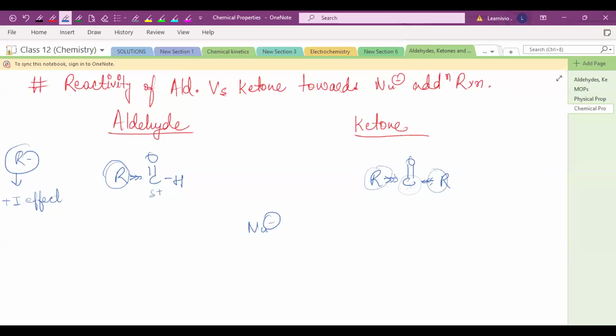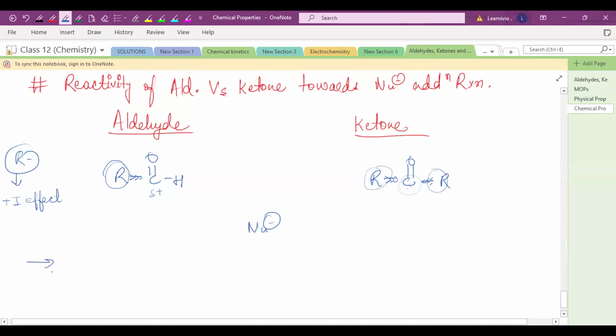Why? Because there is a smaller number of plus I groups, which makes the carbonyl compound more electron poor, or more electrophilic, you can say. And this nucleophile will get attached to that carbon which is electron poor, which has a deficiency of electrons. Is this point clear to you all? Yes, ma'am.